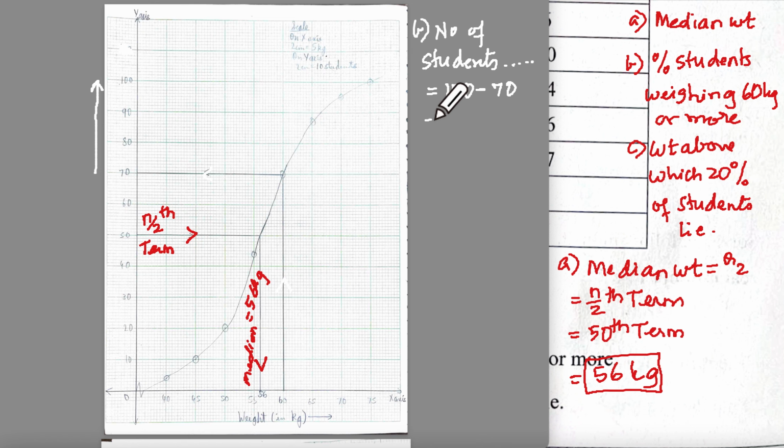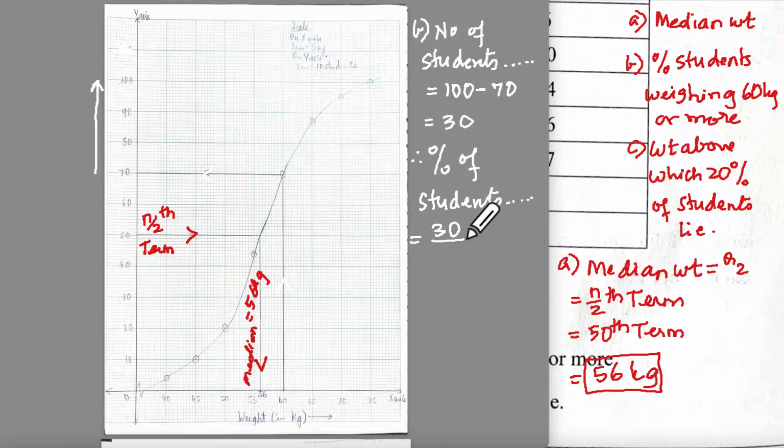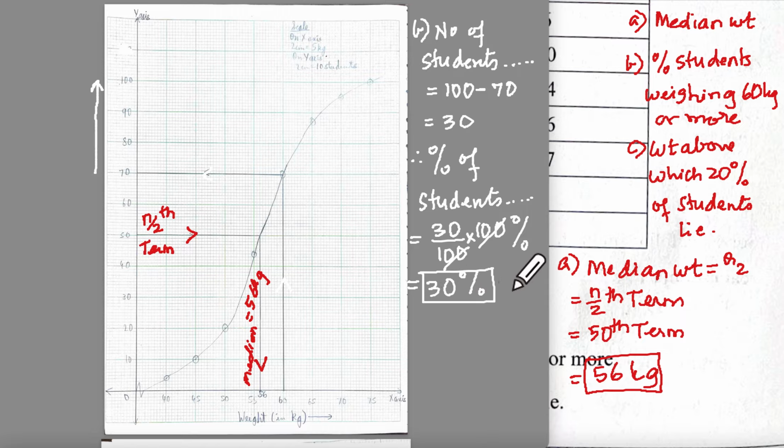Okay, so that will be how much? 30 students. But they say percentage of students. So therefore, we will say percentage of students will be equal to 30 upon total, which is 100, into 100. Very good. Such lovely calculations, no? Hardly any headache, right? I think it was an amazing paper. So this is B, answer B.